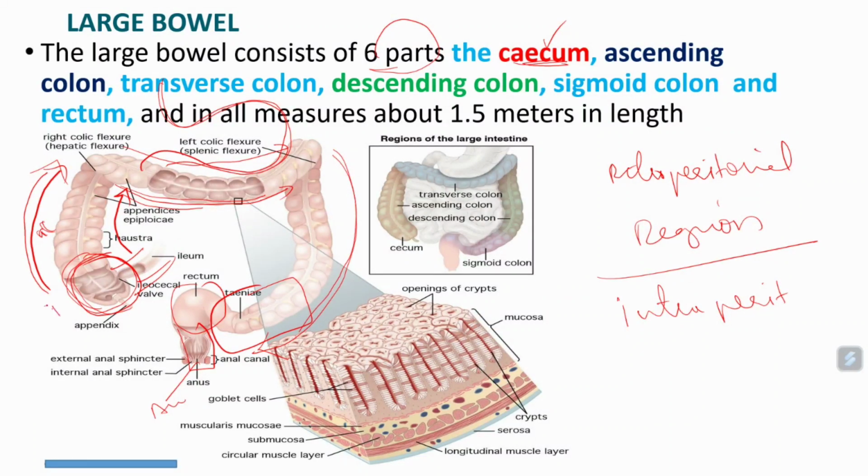Number 1, cecum. Number 2, ascending colon. Number 3, transverse colon. Number 4, descending colon. Number 5, sigmoid colon. Number 6 is the rectum. And the rectum finally leads to the anal canal or anus. So the anus will not come under the colon, but it is the ending part of the colon. All of this large intestine is colon.